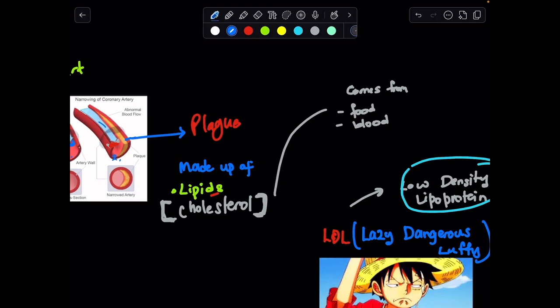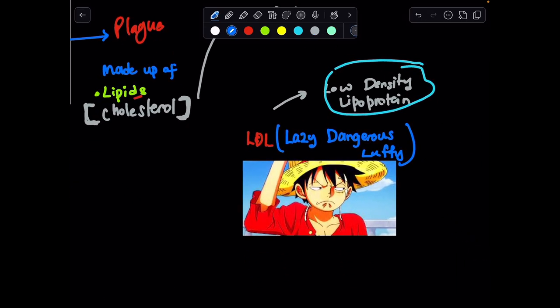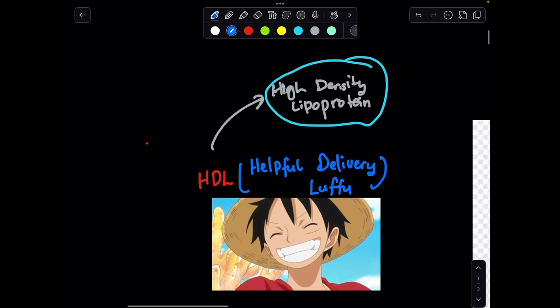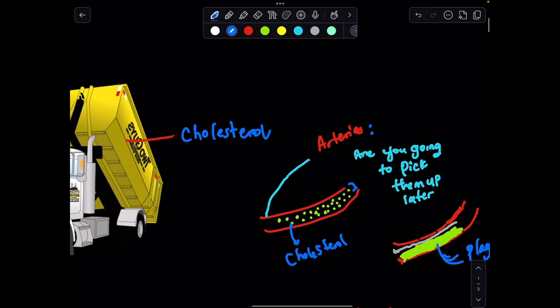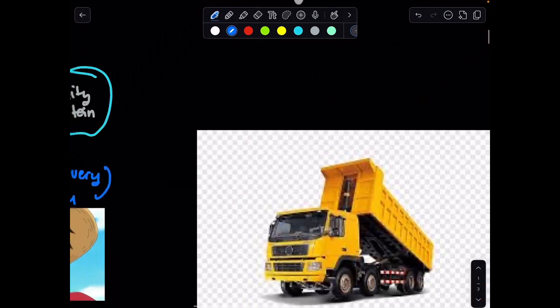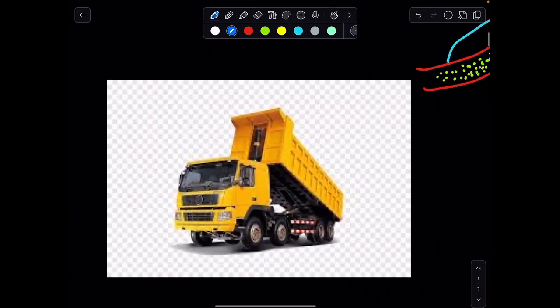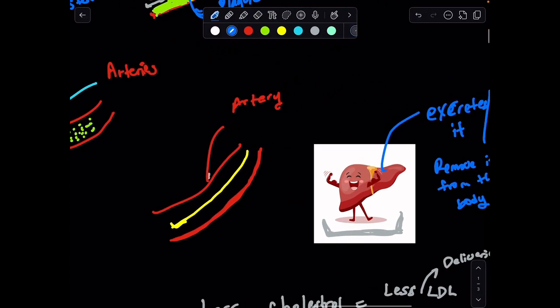The food which eventually gets digested is in the blood. So, food and blood. We know cholesterol has two drivers, lazy Luffy and helpful Luffy. Lazy Luffy brings the cholesterol to the arteries, leaves it there, doesn't pick it up, and forms a plaque because it's there over time. That's the main image when you're looking at lazy Luffy by itself. Then you have helpful Luffy, which picks it up and takes it to the liver.